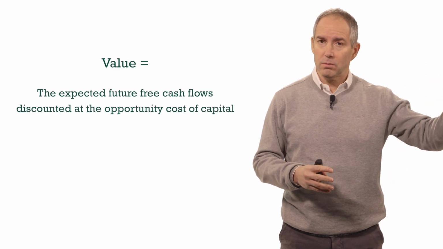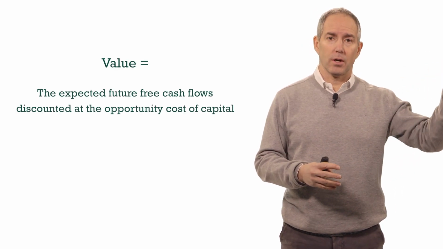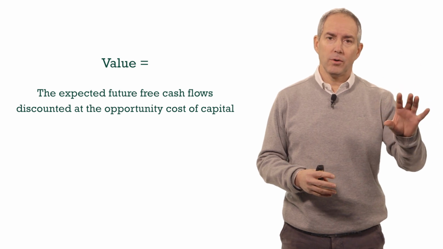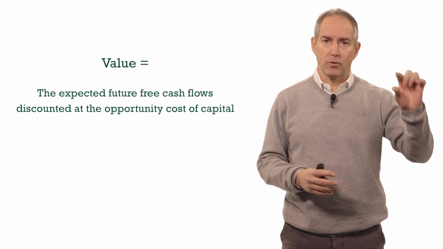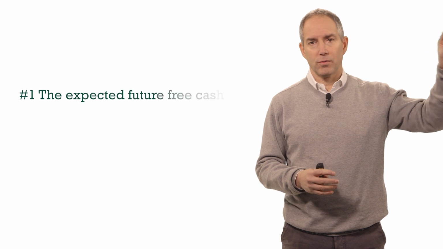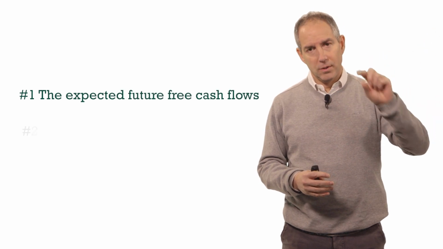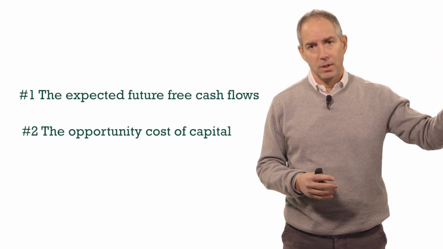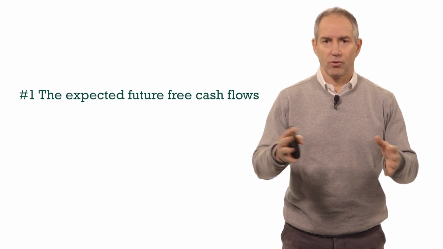As we continue to deepen our understanding of the definition of value, before we start to broaden and talk about why it's important and how we do it, we've defined it for the business again as the expected future free cash flow discounted at the opportunity cost of capital. What we're going to now do is look at each of these components. There are two: the expected future free cash flow, the opportunity cost of capital. Let's attack the first one in this short video.